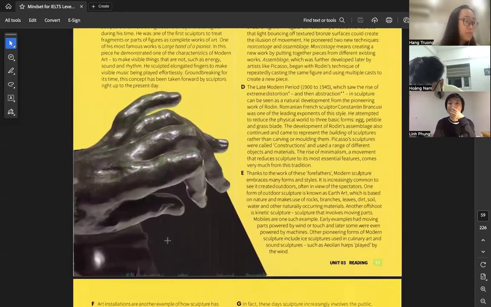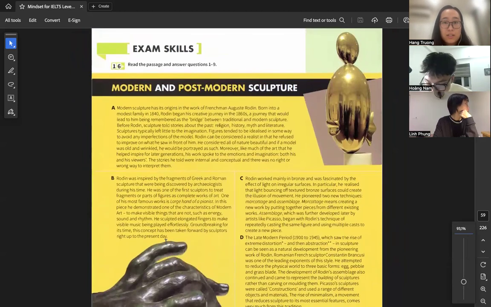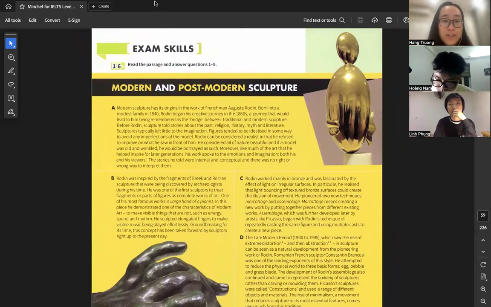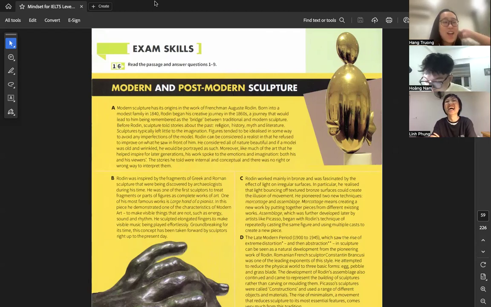Okay, so modern and postmodern sculpture. Just as a question to understand better about your self-study process at home, Chị Linh, do you think that this text was difficult in any way for you? It's not too hard to understand. I made 2 wrong answers. But it's difficult, right? This task type is actually not easy.